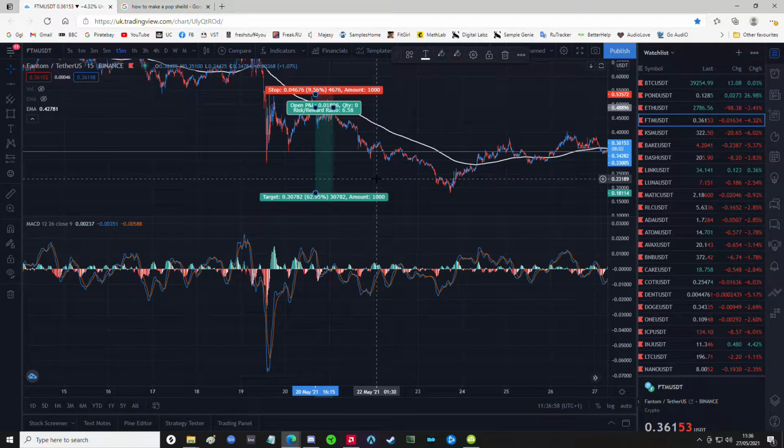So this isn't accurate 100% of the time. I do find it more accurate on the higher time frames, i.e. like an hour or 4 hour. It's definitely more accurate. You'll get more wins with that, but you can use it on any time frame.